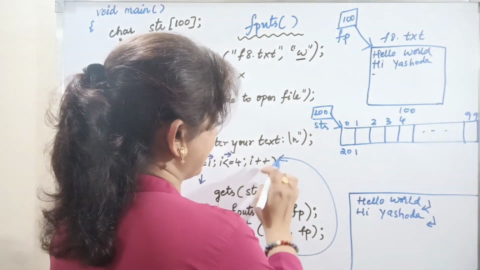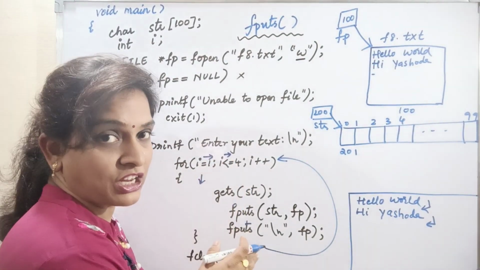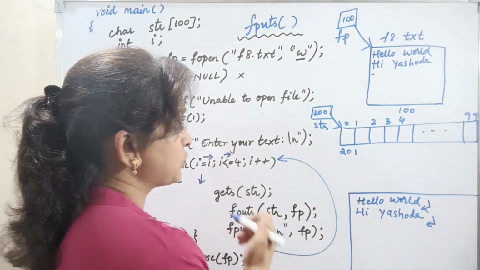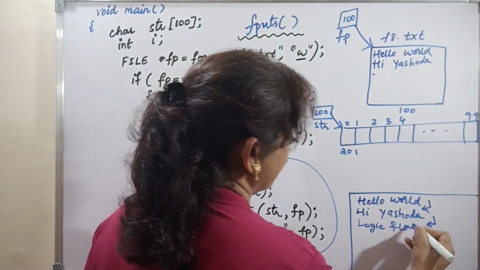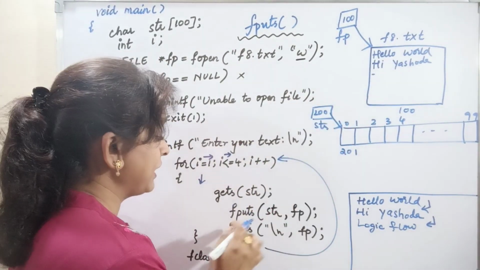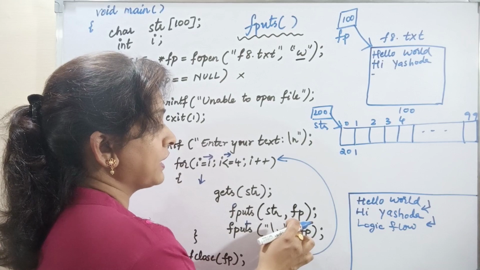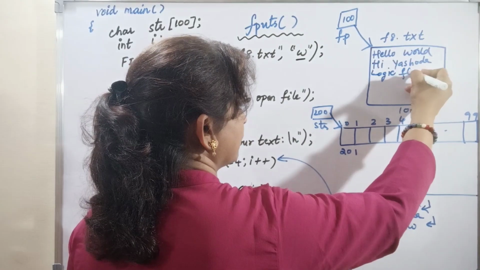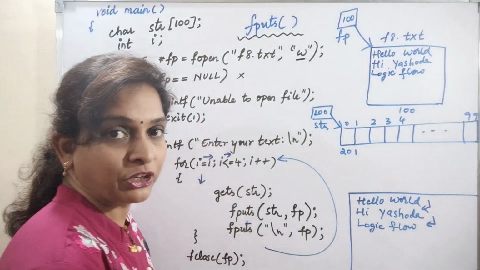Look back again, check the condition. So it is 1, 2, 3, 3 less than or equal to 4. Condition satisfied, get inside. Again get the sequence of characters from the console. Gets is the function. I'll just say my channel name, logic flow. So even that will be put into the file using fputs. Put that sequence of characters pointed to by str to the file pointed to by fp. So I'll be getting logic flow. Then also put the new line. So the new line will also be stored into the file.